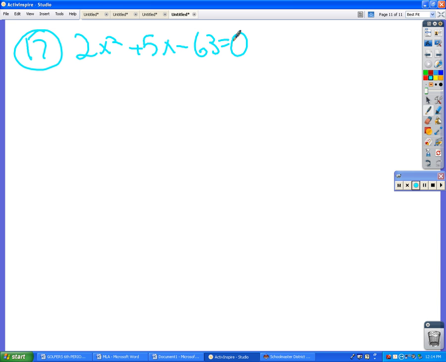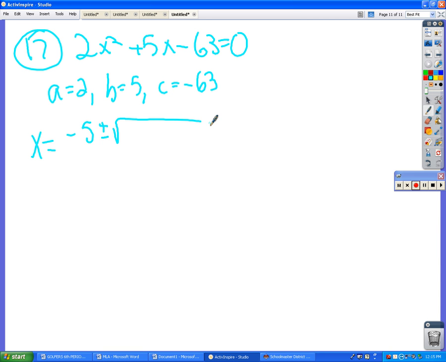Because I have this number in front, I'm going to go quadratic formula. Now you could do the quadratic formula on any one of these problems if you wanted to, but I think it's easier to factor. You might disagree though. Okay, so opposite of B is? Negative 5. Negative 5, plus or minus the square root of b squared, 25, minus 4 times 2 times negative 63, all over 4.